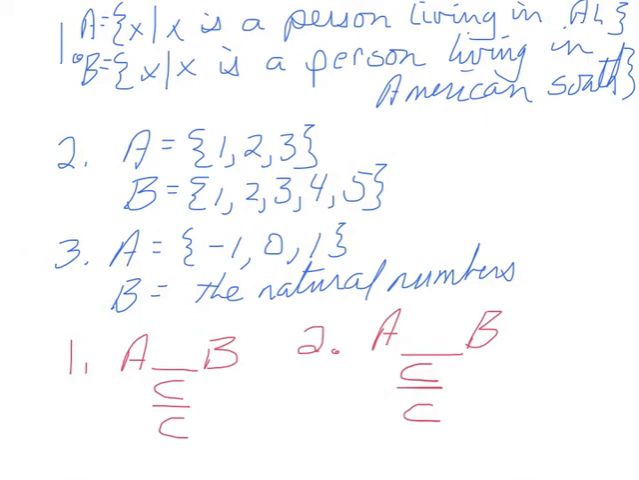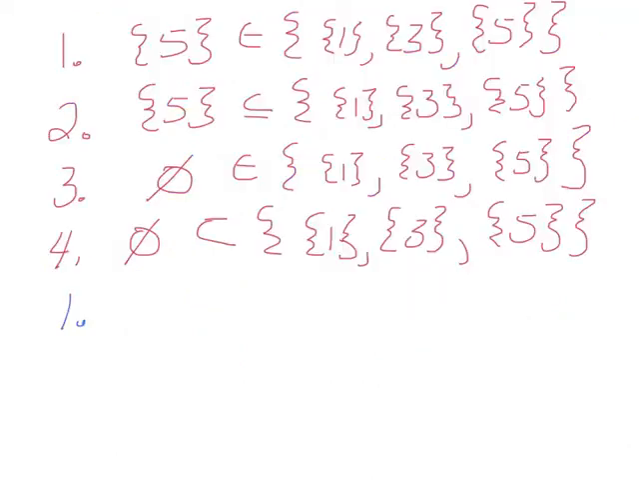So let's look at number 3. Comparing A and B again. We have the set A, {-1, 0, 1}, and then we have the set B, the natural numbers. So what would you put in this case? Go ahead and pause. And that is correct. You could have put A is not a subset of B. So those are 3 basic examples, and now I'll give you a couple that are a little more difficult.